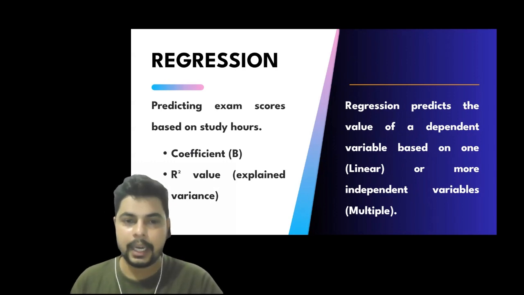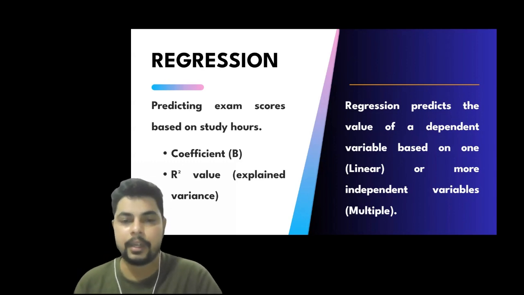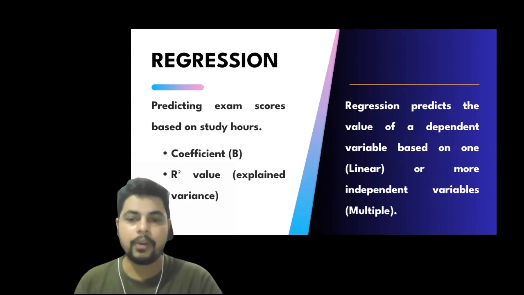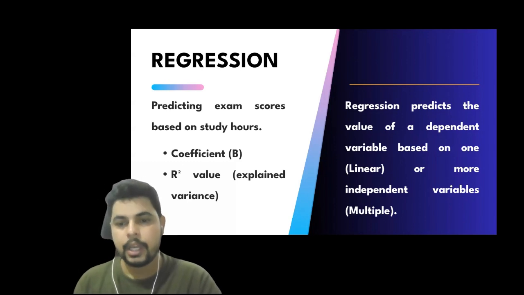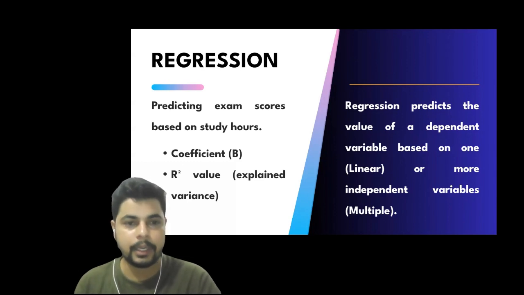Now, the third one is regression. Basically, regression is used to check the predictors of our variable. Regression predicts the value of the dependent variable based on the independent one. If we have one independent variable, it will be a linear regression. If we have more independent variables, then it becomes multiple regression.